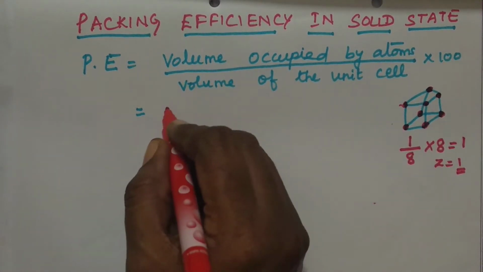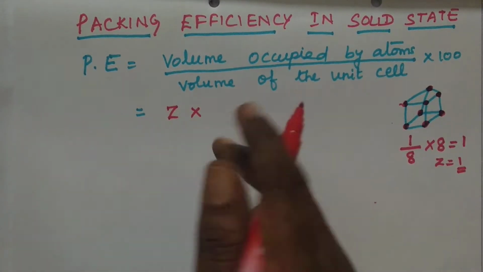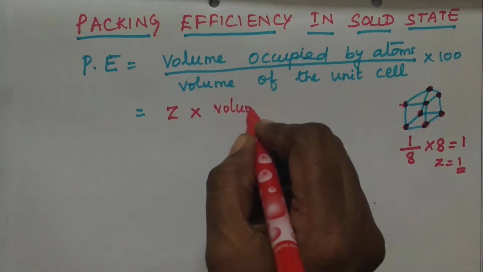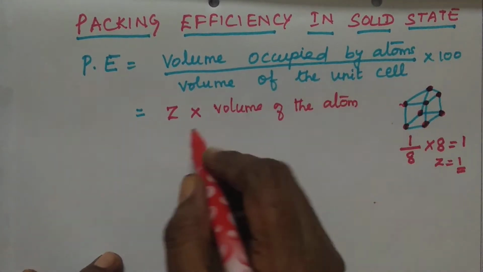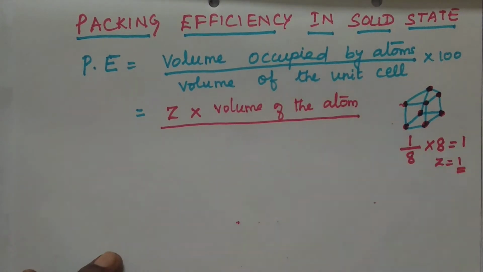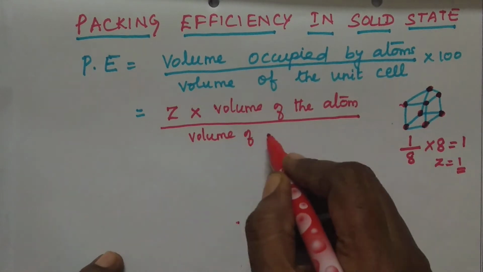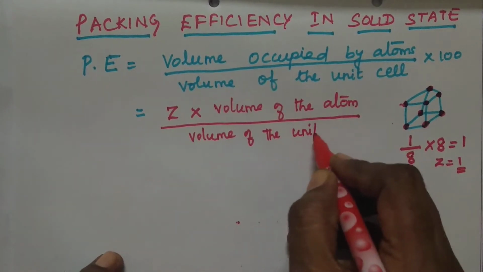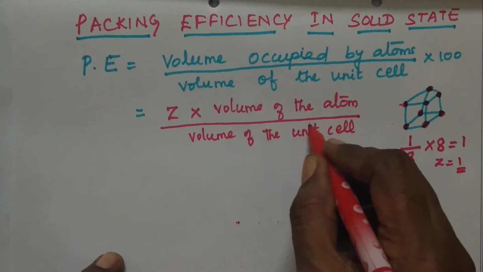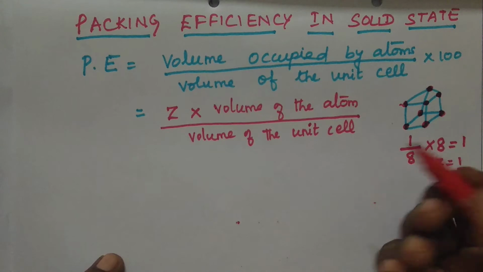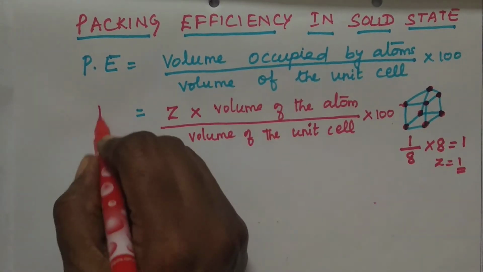So I can write down here Z into volume of the atom, Z is the number of atoms I said. Volume of the atom is nothing but that of a sphere. So you have to go with the volume of the sphere divided by volume of the unit cell. This gets varied because it depends upon the system, what unit cell you are going to use. If it is primitive or if it is centered, according to which it will change, into 100. This is what packing efficiency is.